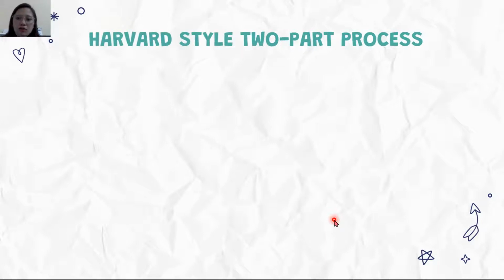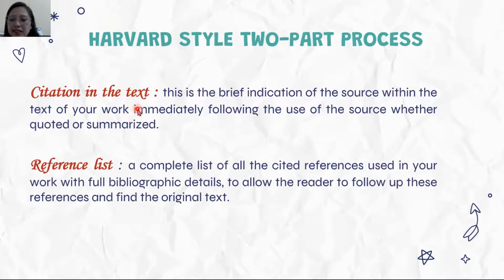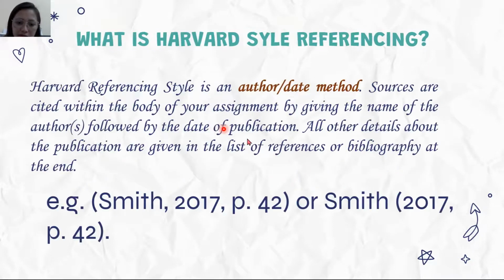Okay? So we have the Harvard style two-part process: the citation in the text and the reference list. So it is also the same with the APA style. Meron din silang in-text citation and the reference list. The citation in the text is a brief indication of the source within the text of your work, immediately following the use of the source, whether quoted or summarized. So ito yung gagamitin.